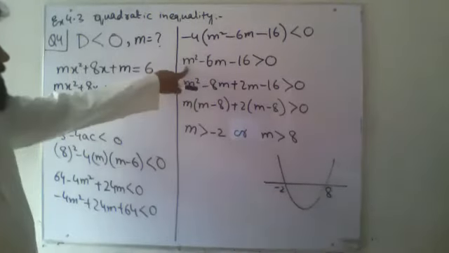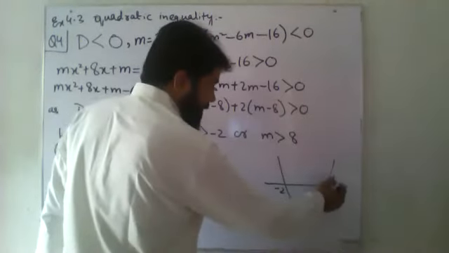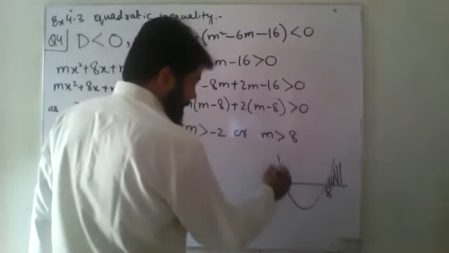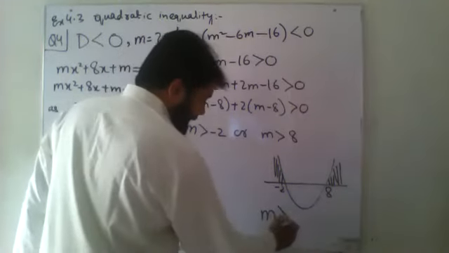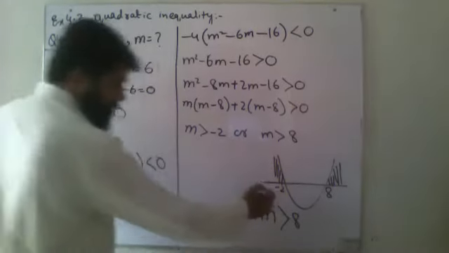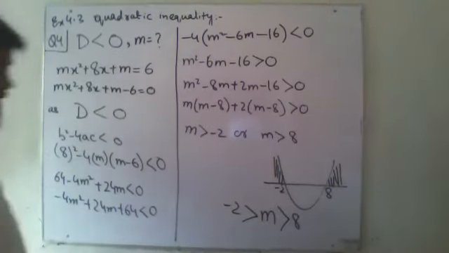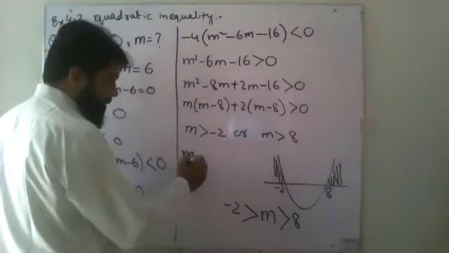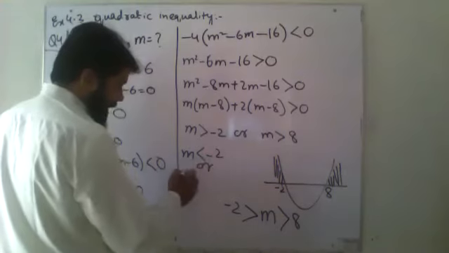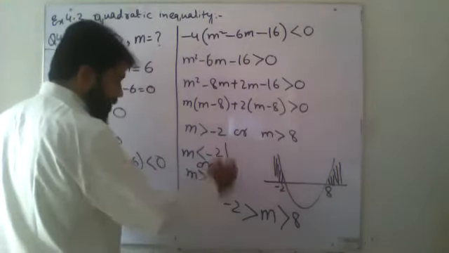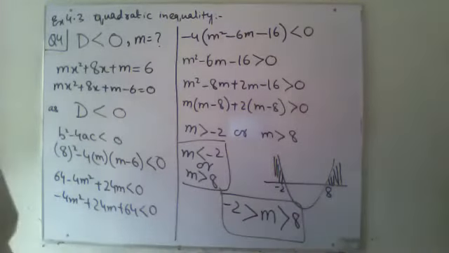When this was in the positive form, it was greater than 0. It means either this side will be there or this side will be there. So m is greater than 8 and m is lesser than minus 2. I've written it in a joint form, or I can write it m is lesser than minus 2 or m is greater than 8. Both answers are correct. Okay, both are my correct answer.